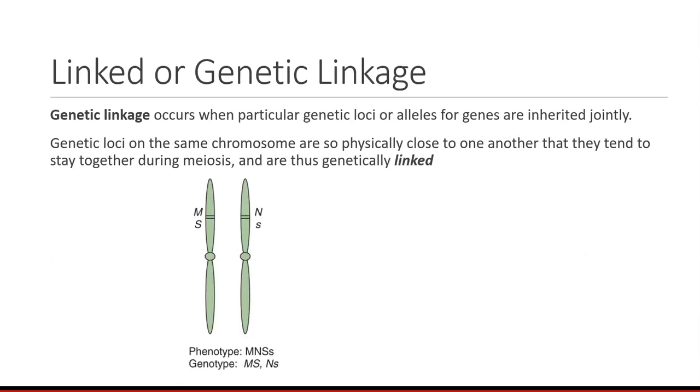Genetic linkage occurs when particular genetic loci or alleles for genes are inherited jointly, all the time. They're so close together on the same chromosome that they tend to stay together during meiosis and are thus genetically linked. For example, in the MNS blood group system, these alleles are so close together that the chances of them being inherited separately is near impossible.